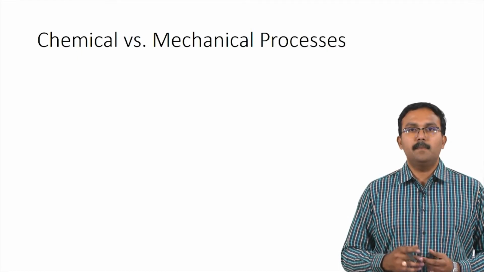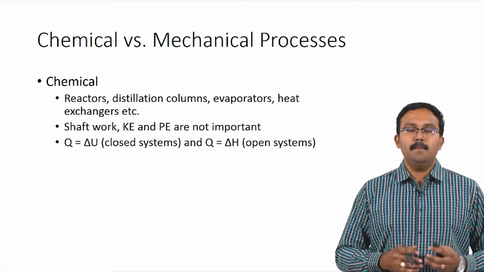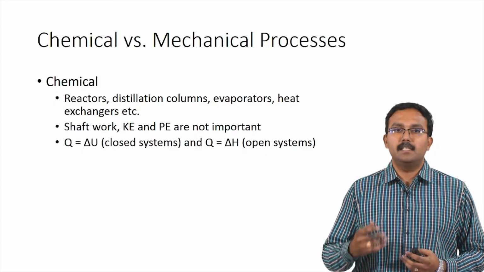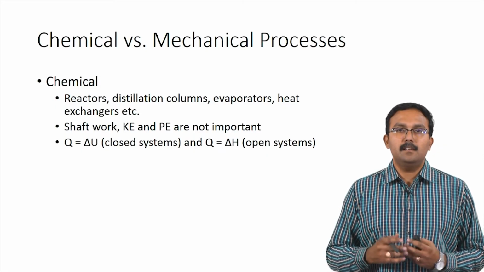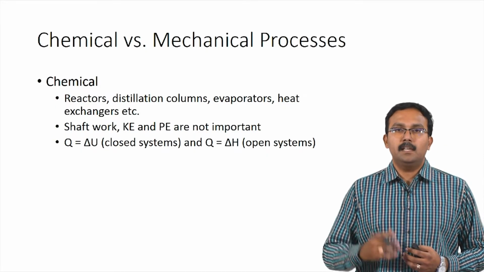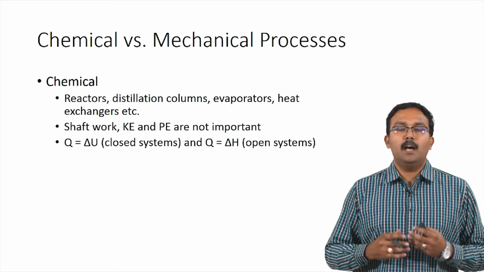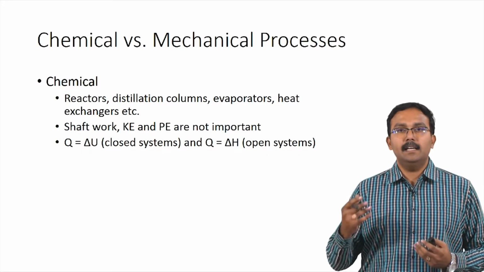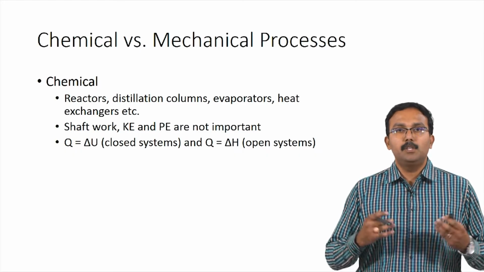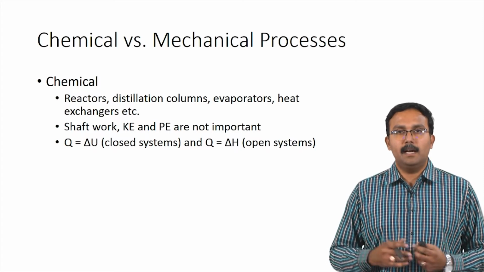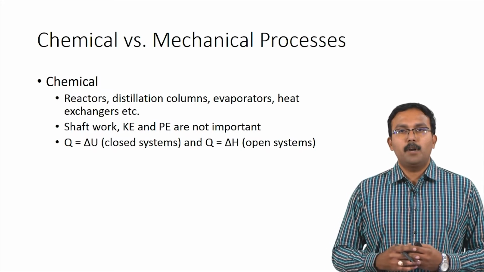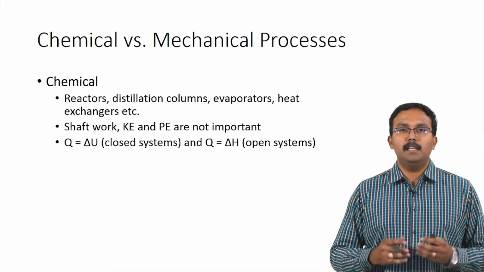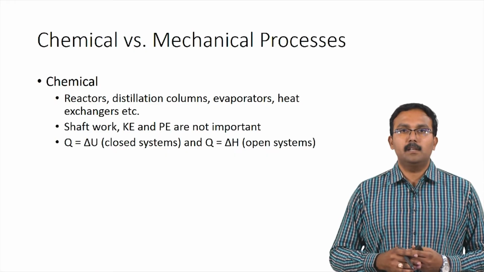What is the difference between a chemical and a mechanical process? A chemical process would be something like a reactor or a distillation column, evaporators, heat exchangers, etc. In such systems, shaft work, kinetic energy and potential energy changes are not very critical. However, you would have heat and change in internal energy or enthalpy which play a major role when it comes to energy balance calculations. In one of the earlier problems, we tried to identify the change in kinetic energy and also incorporate that while we performed energy balance calculations.